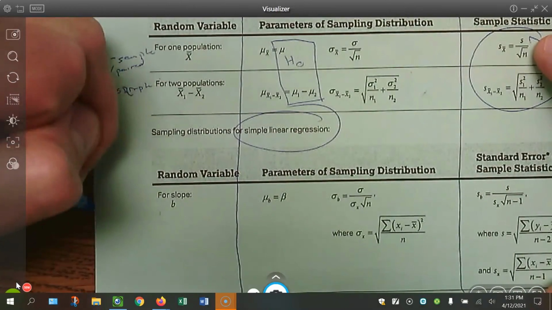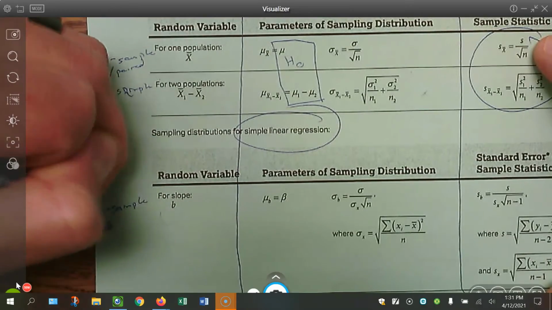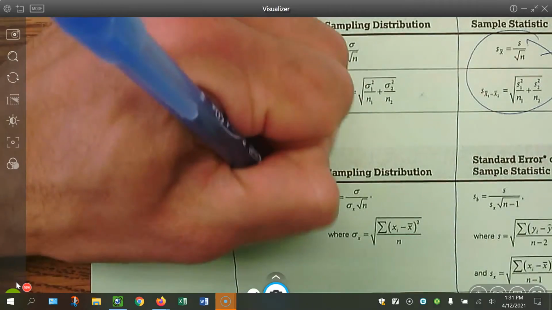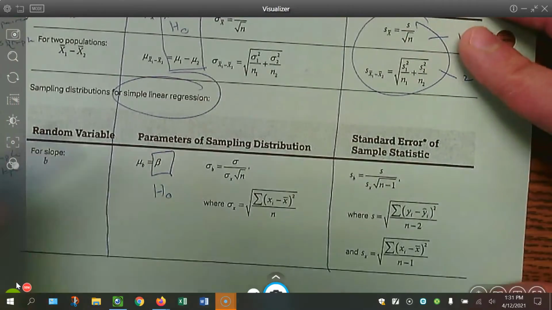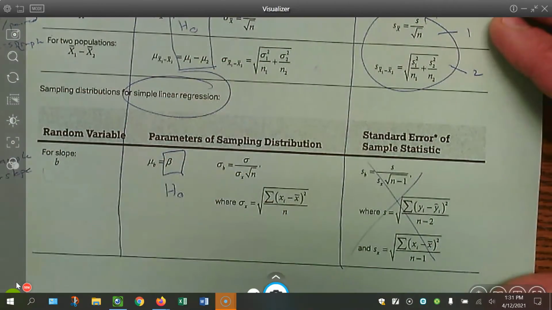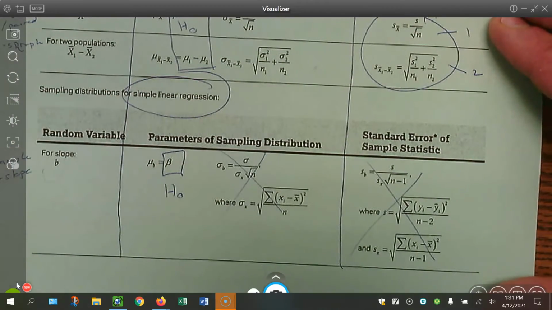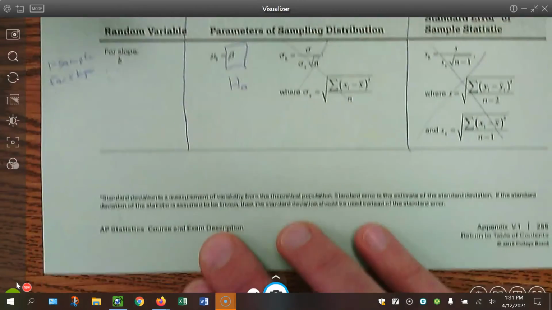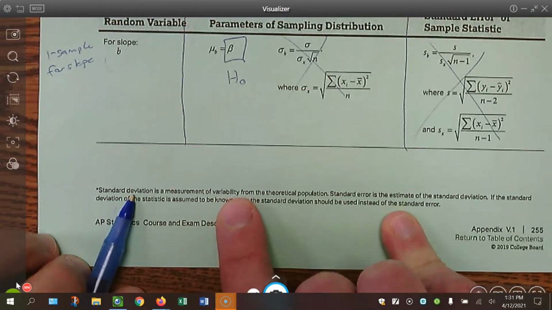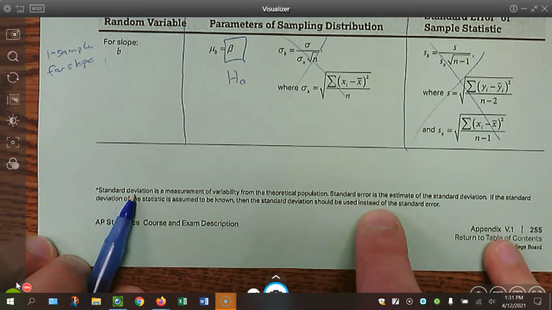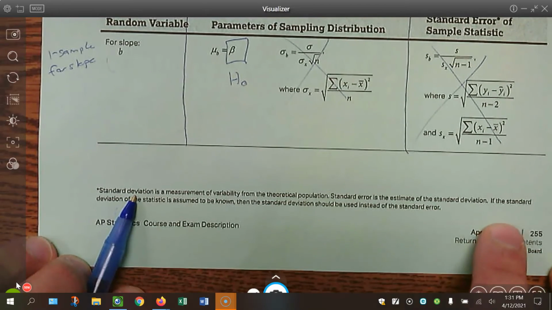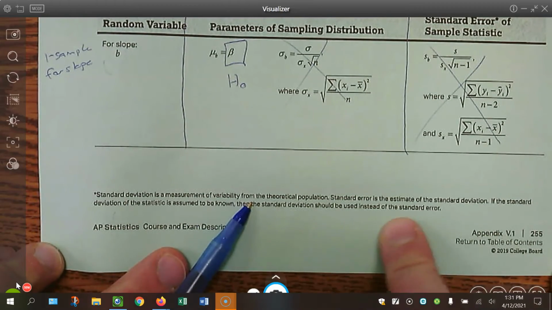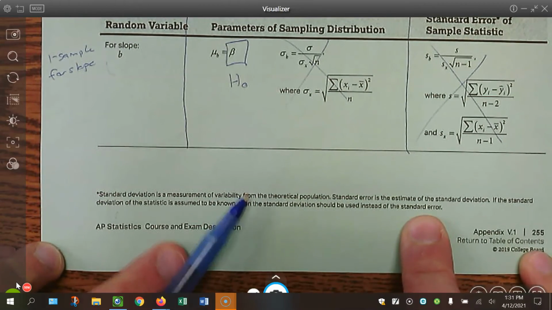The last one is the one sample test or interval for the slope. That's your sample slope. This is going to be your null value, the parameter. And then realistically, you're not going to need to use these formulas. I would be shocked if you did. They'd have to give you quite a bit of information here. And then I just want to point out this little asterisk down here. Standard deviation is a measure of variability from a theoretical population. Standard error is the estimate. If the standard deviation of the statistic is assumed to be known, then the standard deviation should be used instead of the standard error. What the heck does that mean?